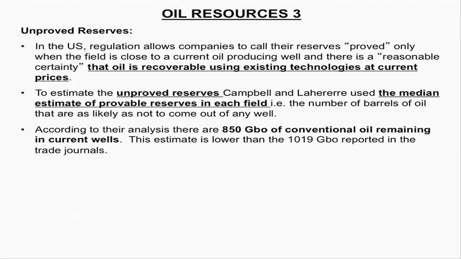So according to their analysis of wells from across the globe, they estimated 850 gigabarrels of conventional oil was remaining. Now, theirs is not the only estimate. For example, various trade journals estimated it to be somewhat higher, around about 1,090 gigabarrels of oil. That's the sort of range of estimates we're looking at, 850 to 1,019 gigabarrels of oil. But let's stick with 850 gigabarrels of oil for now. That actually equates, using our mass energy equivalents, to around about 5 Q of energy left.